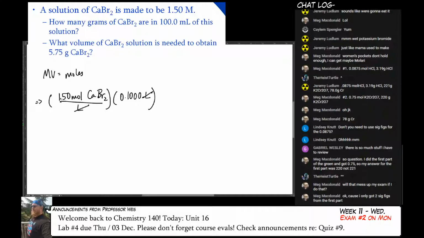Here's 100 milliliters. I have turned that into liters just so this happens. And then I want to turn this into grams, so I'm going to cancel this unit out and turn it into that unit. So moles cancel, leaving me with grams. How many grams are there per mole? CaBr2, 199.89 is what I got. And so this would tell me the number of grams that I need to make this much solution. 30.0 grams calcium bromide.